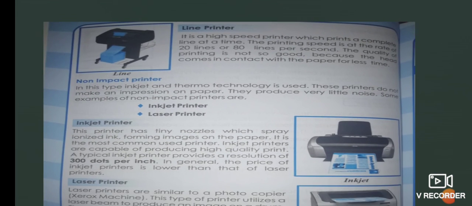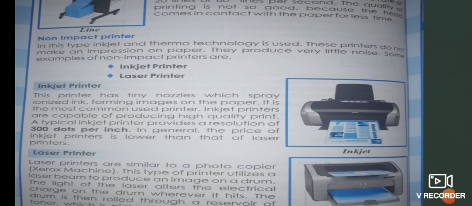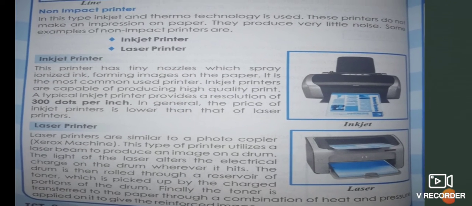And then the next one is the non-impact printer. Here in this type, inkjet and thermo technology is used. These printers do not make an impression on paper, so they produce very little noise. Examples of non-impact printers are the inkjet printer and the laser printer. Most people nowadays use laser printers.